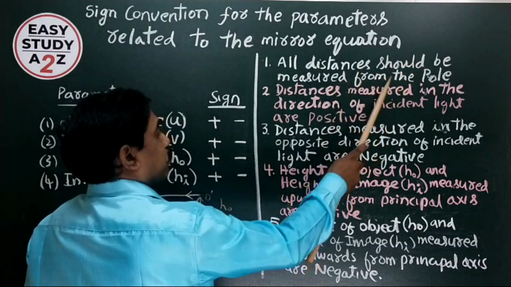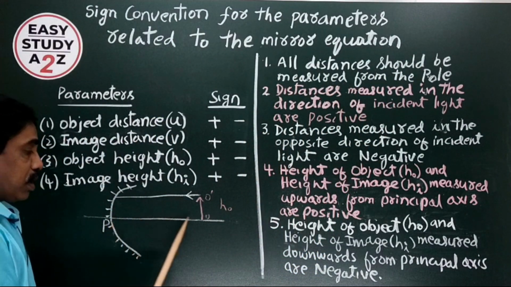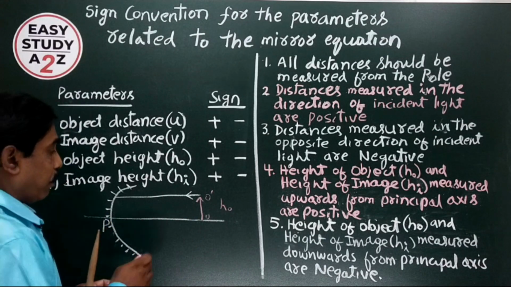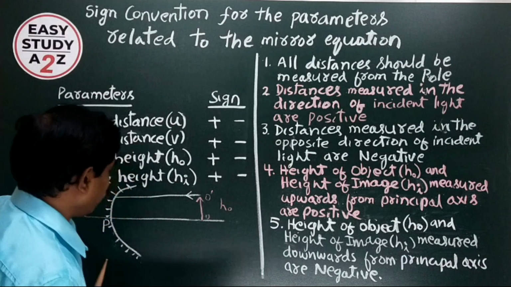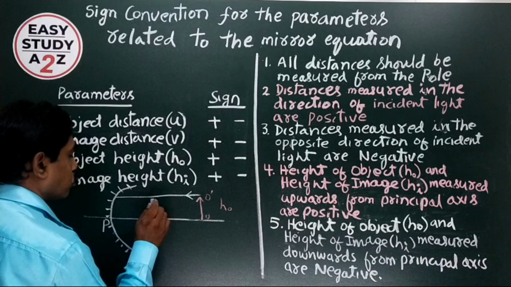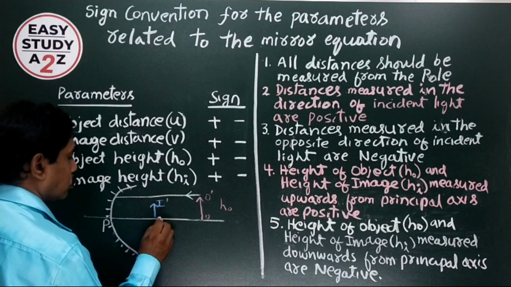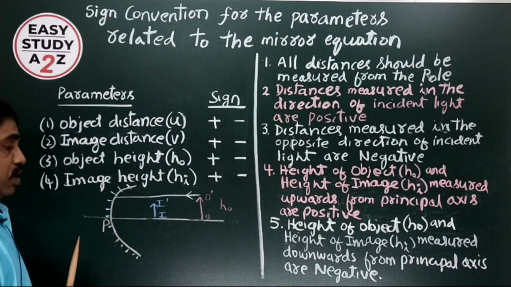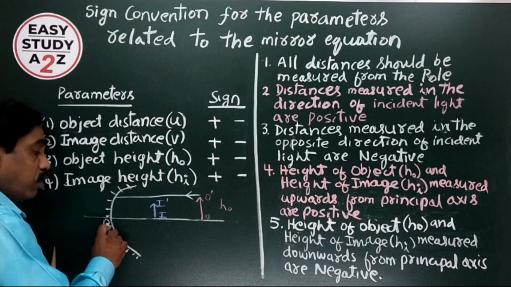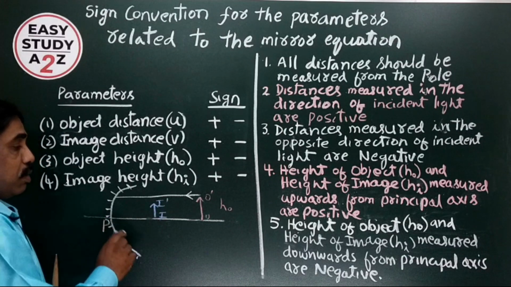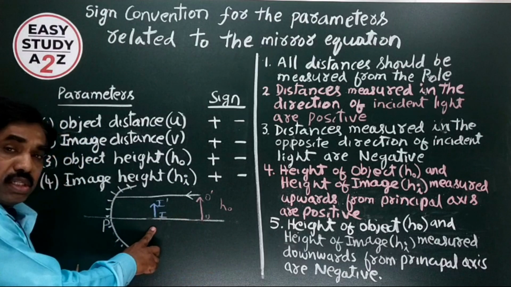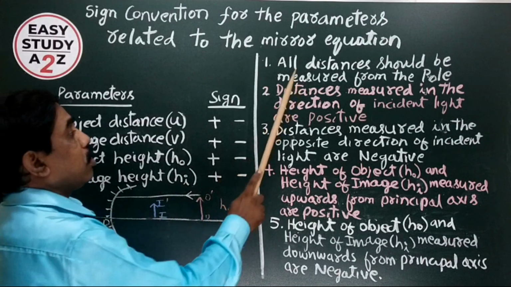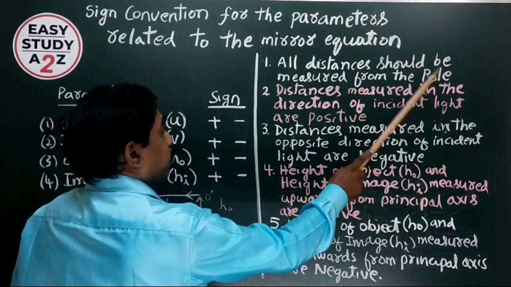All the distances should be measured from the pole. If you want to find the object distance, you have to start from the pole and move like this. Suppose this is the image. Now if you want to find the image distance v, you have to measure starting from the pole only. That means either object distance or image distance, you have to measure starting from the pole only. So all the distances should be measured from the pole.